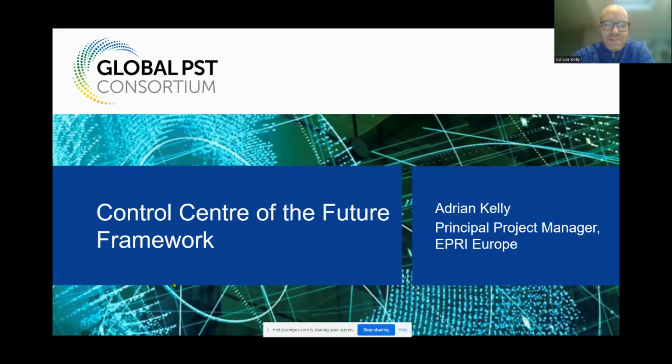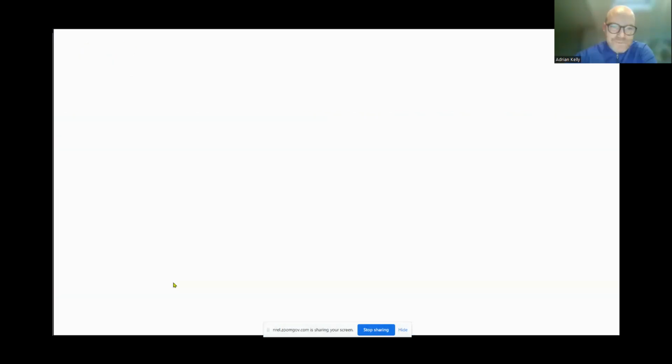So this is supposed to set the context for control center of the future research, pick out some key points and lessons learned that we have gained from working with both the FSOs and other system operators around the world in the last few years. And the aim is to trigger some conversation, show what we've learned, and hopefully share some of the lessons learned and point to some innovations that are happening throughout the world.